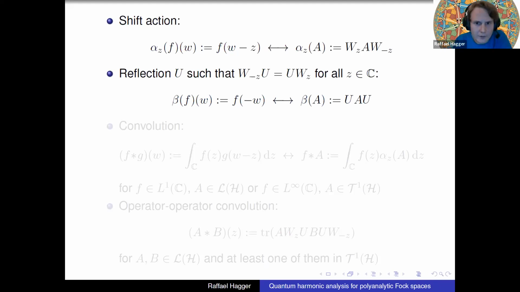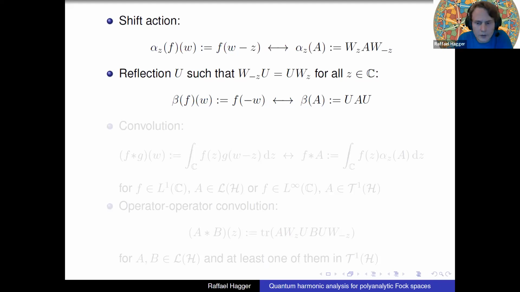We'll also need a reflection. So the Stone-von Neumann theorem guarantees such a reflection that satisfies this identity here. Well, then you can define a reflection essentially in the same way as you defined the shift. So reflecting on the function side is just reflecting the argument, and on the operator side you would just put your reflection on both sides of the operator here. Of course, the inverse of the reflection is the reflection itself. That's why you have the same thing here on both sides.